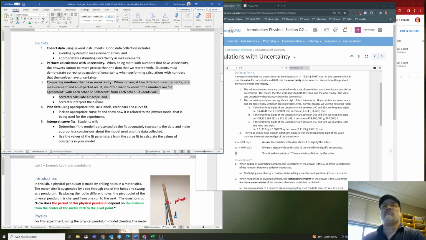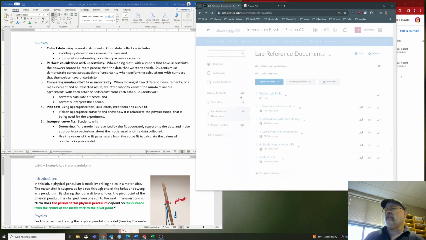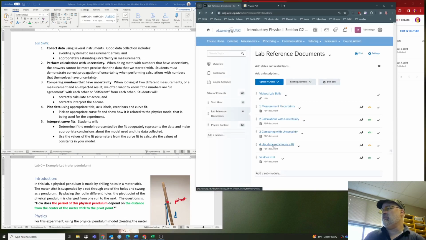Comparing numbers that have uncertainty. I haven't made a video on this yet. It's probably the easiest thing to understand. And again, there is a document in D2L that goes through how to do this. It's number 3, comparing with uncertainty.